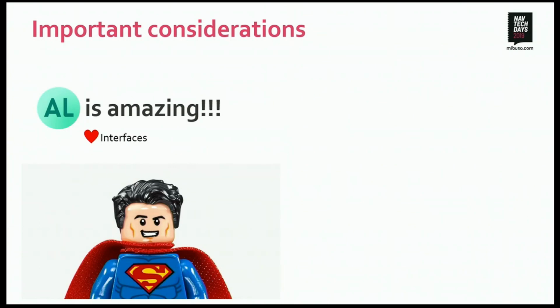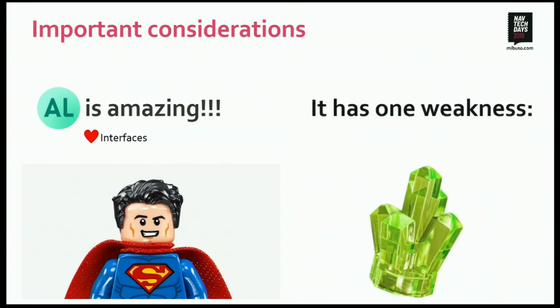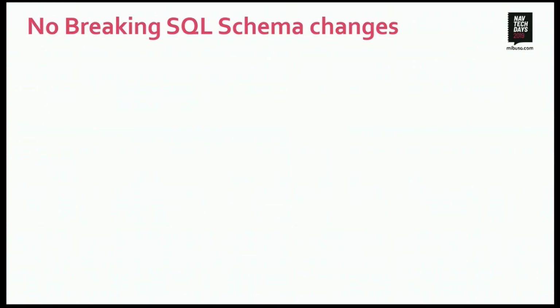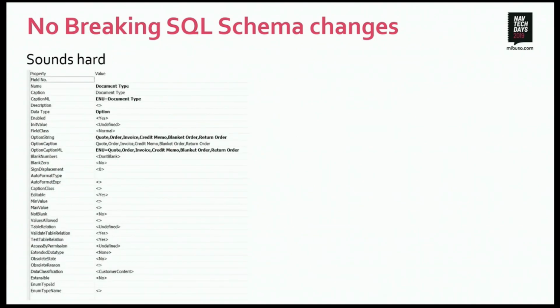So if you say that AL is Superman, then the question is, what is its weakness, right? What is the kryptonite? There is one thing that AL does badly, and that's SQL schema changes. And that's going to hit you in the upgrade. So we would highly recommend that before going to 15, you make sure that you do not have any breaking SQL schema changes. This may sound hard, because if you look at the object, there are thousands of properties, right?